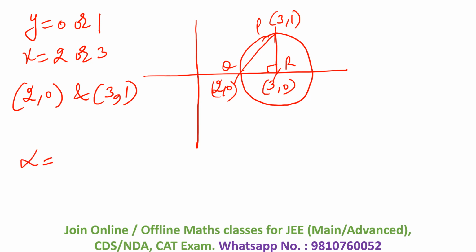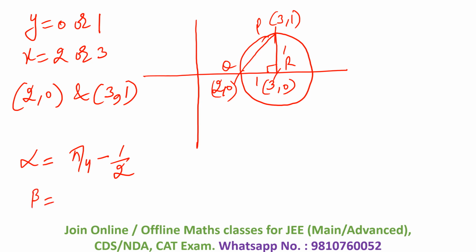Fine. So alpha becomes, the area of the quadrant is how much? It is 1/4 pi r square, and radius of the circle is 1. So it will be pi by 4 minus the area of the triangle PQR. Now this is 1. This is also 1. So the area of the triangle is half base into height, which is just 1 by 2. Fine. So this is the value of alpha.